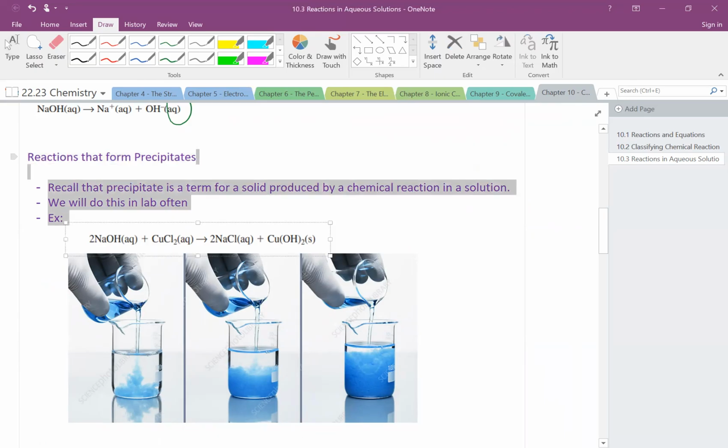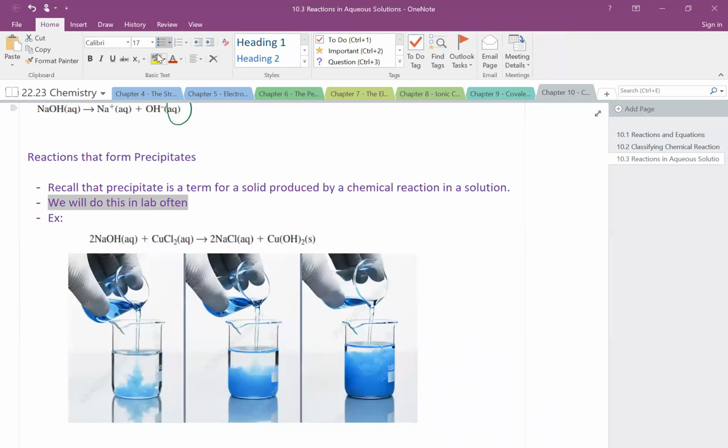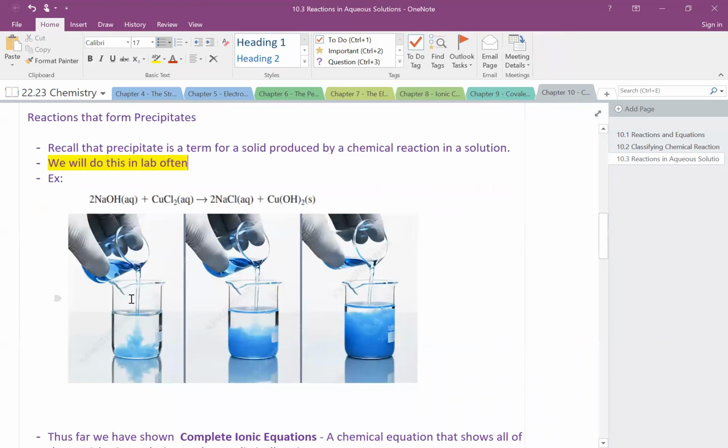And the first and honestly one of the coolest reactions we'll see is a reaction that forms precipitates. Remember from the last video that a precipitate means a solid produced by a chemical reaction occurring in a solution. We're going to do this often because it's very cool looking. And I have an example for you here, and we'll do some examples in lab.